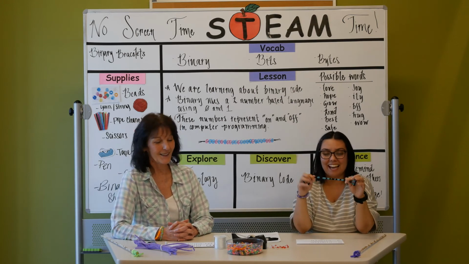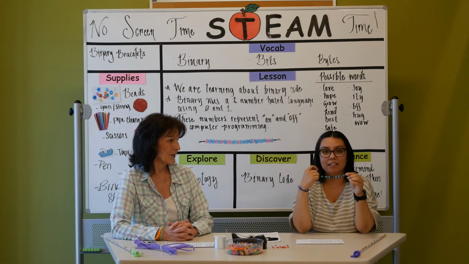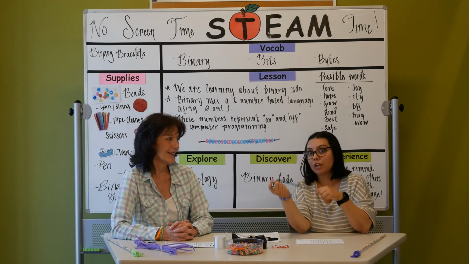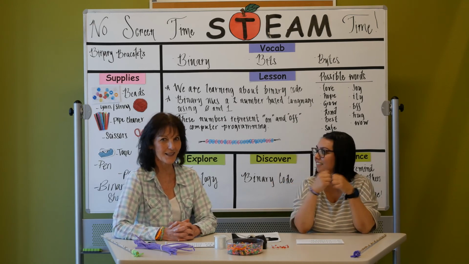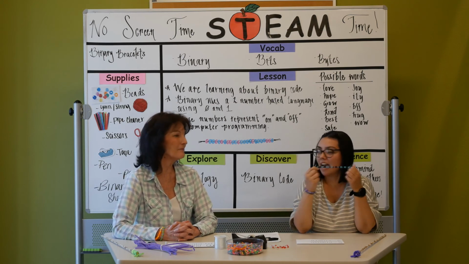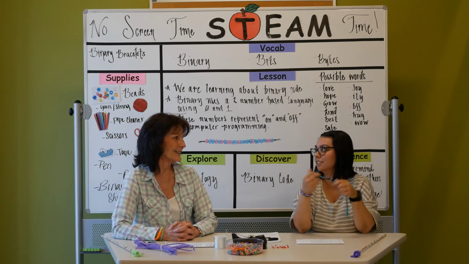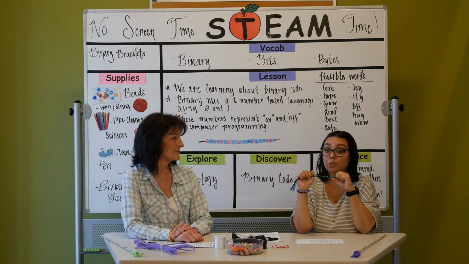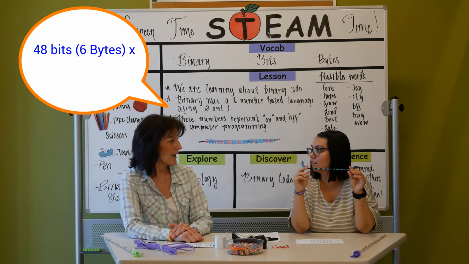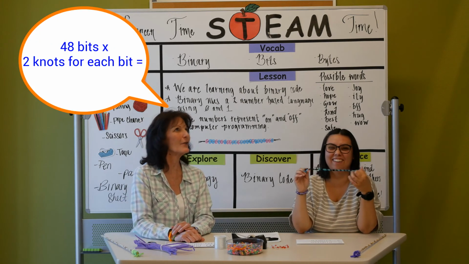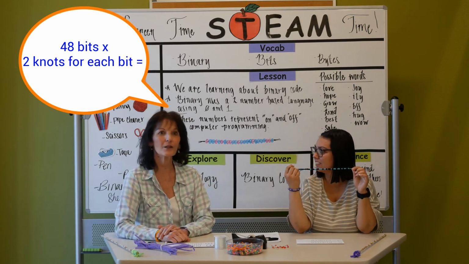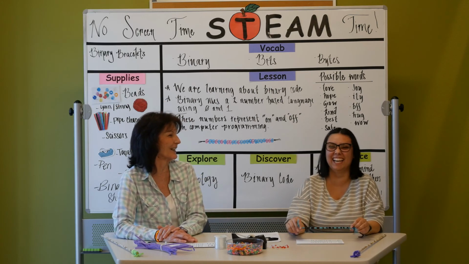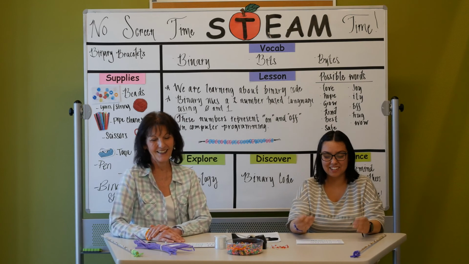Yeah, and so just as a reminder, remember 8 bits equals 1 byte. So the more letters you choose, the more beads or knots you're going to have to do. Can you imagine a 6-letter word? That'd take a long time. Yeah, so 6 times 8, which is 48. So that's a lot of beads, 48 beads. Or if you're doing knots like I did, 2 knots each. So 48 times 2, what is that? 96. Yes, 96.